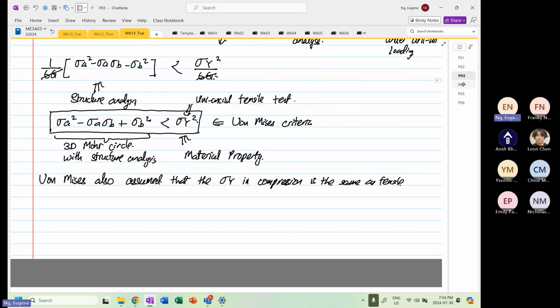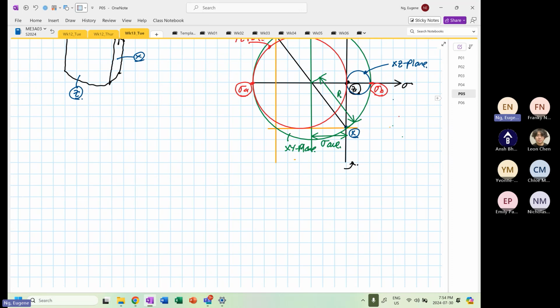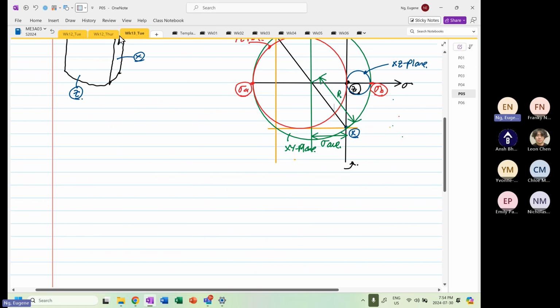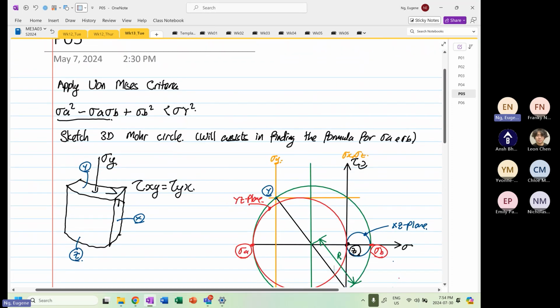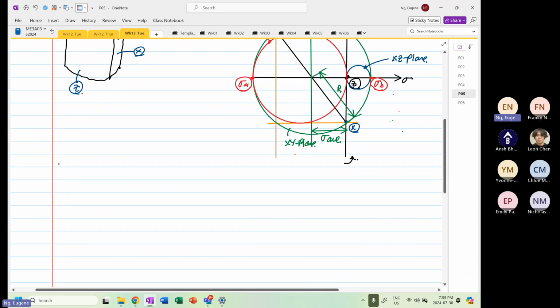So again, we are going to do the same, right? So what do I mean? We are going to do the same. So we know that based on von Mises criteria, we have to have this form: stress A squared minus stress A stress B plus stress B squared. So we know that stress A and stress B.